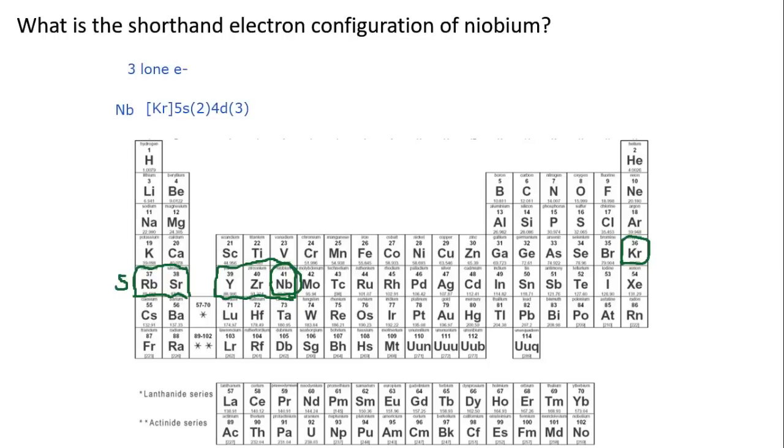Because if we were to draw the orbital diagram, so we draw 5s. So now let's draw some electrons. So the 5s is completely filled. But the 4d, we have three. So according to Hund's rule, each one gets one before we pair it up. So it has three lone electrons.